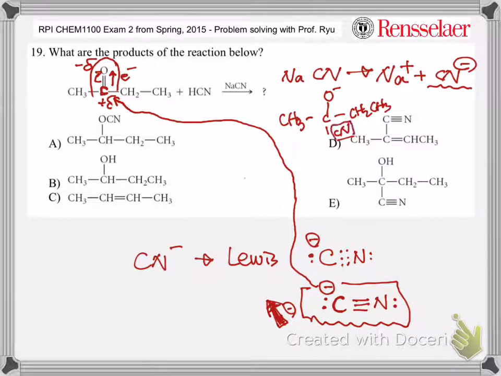So this is a nucleophilic addition where the CN minus ion attaches to the partially positive carbon center, forming a new bond. That's really the key feature. The double bond in the ketone became a single bond here, and the oxygen becomes O minus and then OH. So the answer for this one is E.